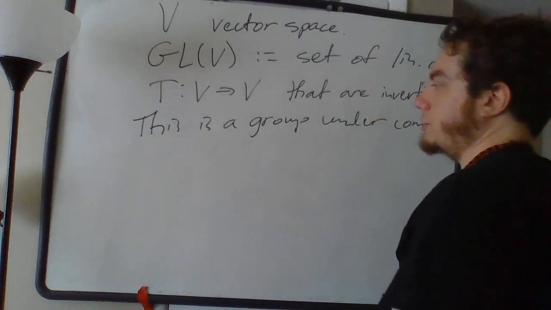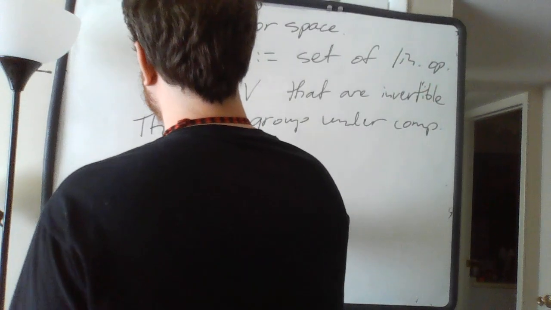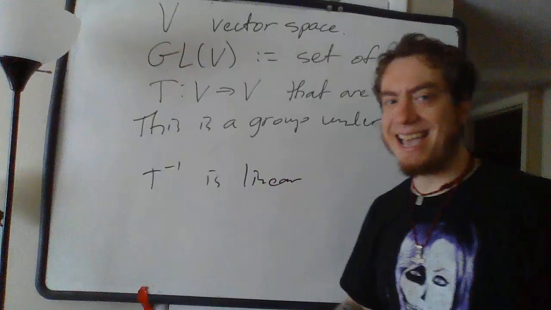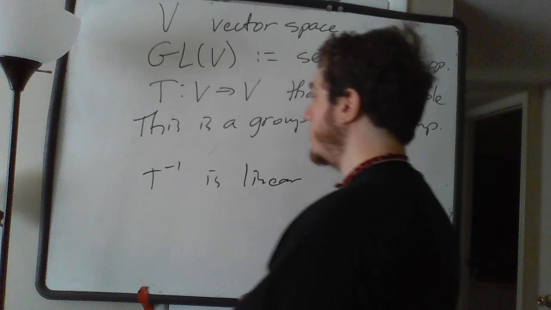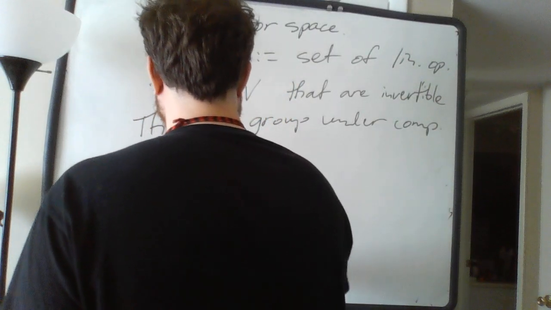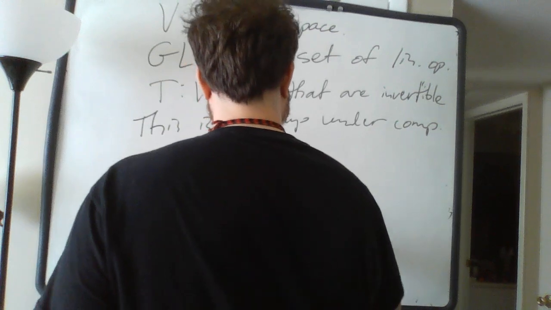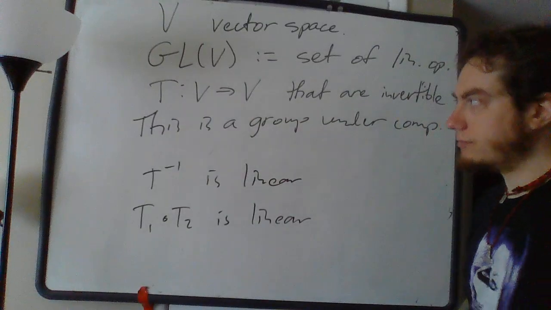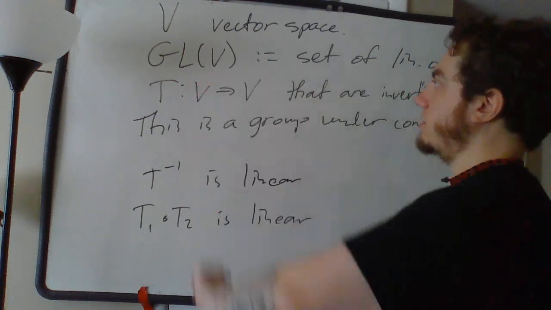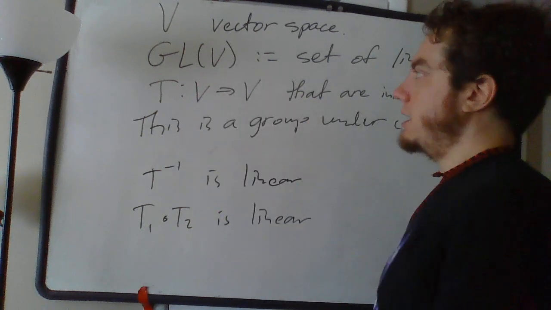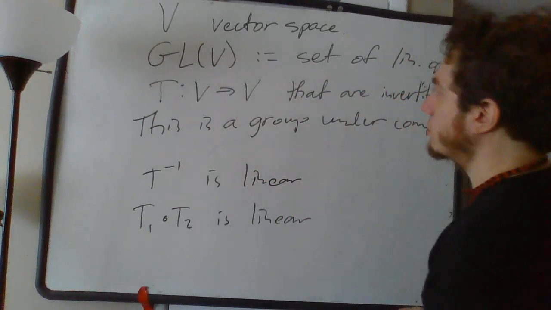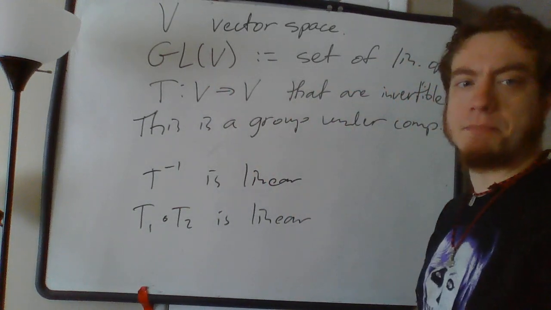The other thing that we have to show is that T inverse is linear. And again, that is not too difficult to do. So we need to show that T inverse is linear, and we need to show that T1 composed with T2 is also linear. And then, from what we said before about composition of functions, it becomes clear that this is a group. This is called the general linear group of V. And it turns out that these are really important types of groups.